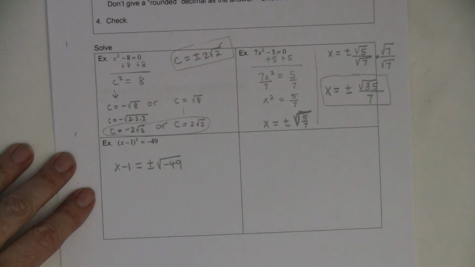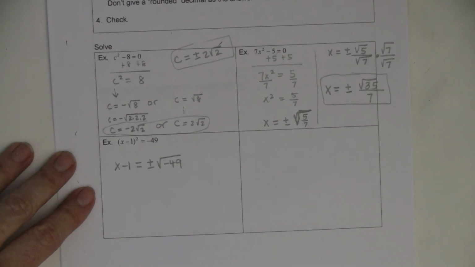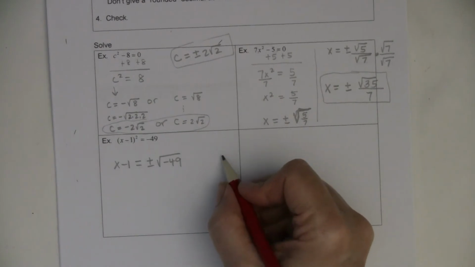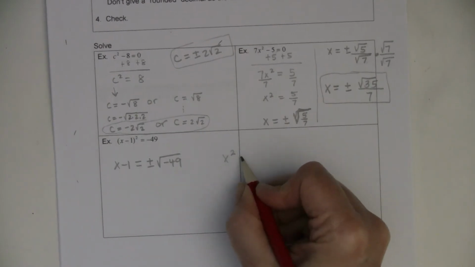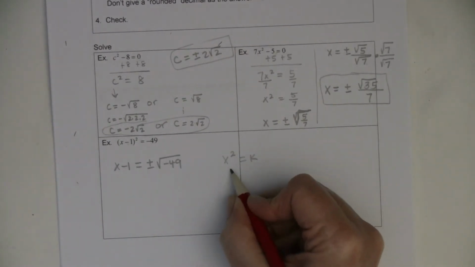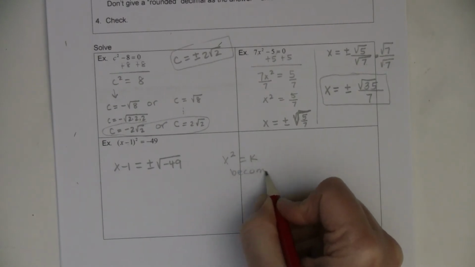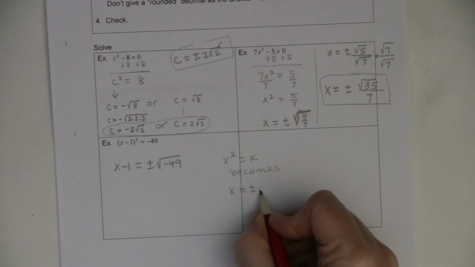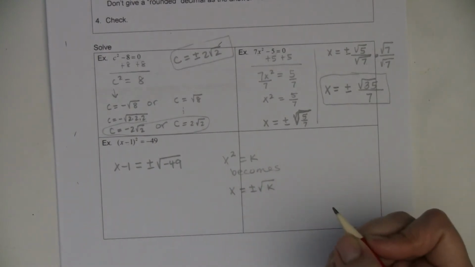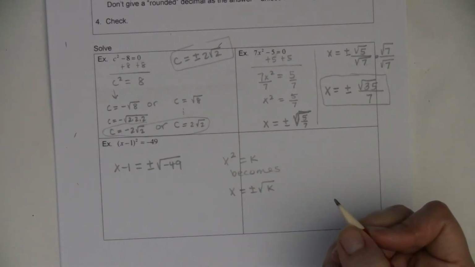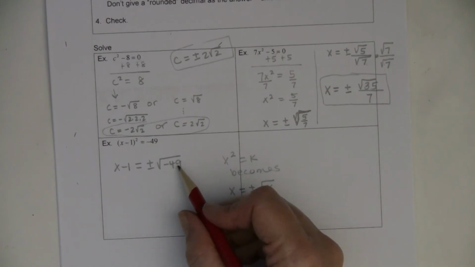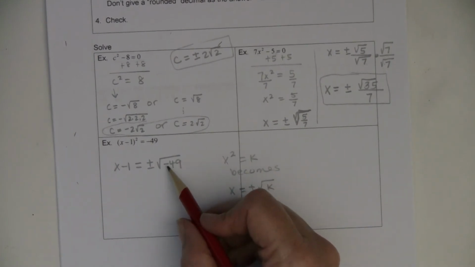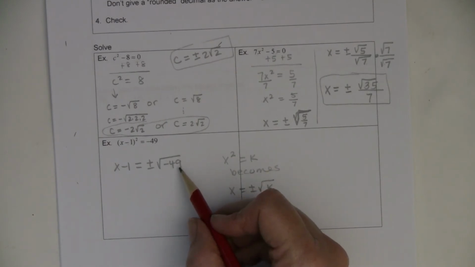I'm using that even root property, if you will. That property says x squared equals k becomes x equals plus or minus the square root of k. That's what the property is really saying. Now, the square root of negative 49, we learned in chapter 8.6, the square root of a negative is i, and the square root of 49 is 7.